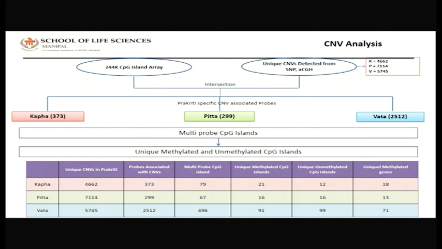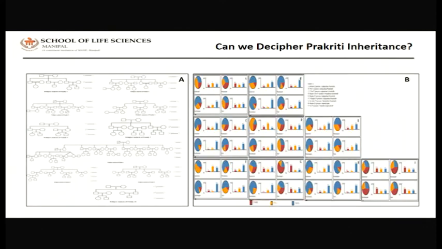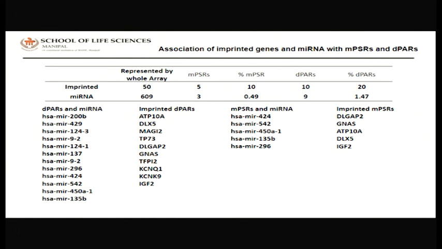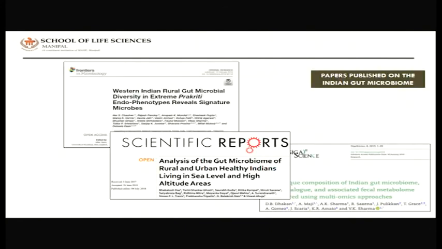These studies also gave us quite a bit of information about copy number variations within the Prakritis, and these studies are currently ongoing. More importantly, we are also in the process of deciphering whether there is an inheritance pattern of the Prakriti in a given family or in a given individual inherited through the families. We identified a number of microRNAs which are associated with the methylation, and those studies are also ongoing.